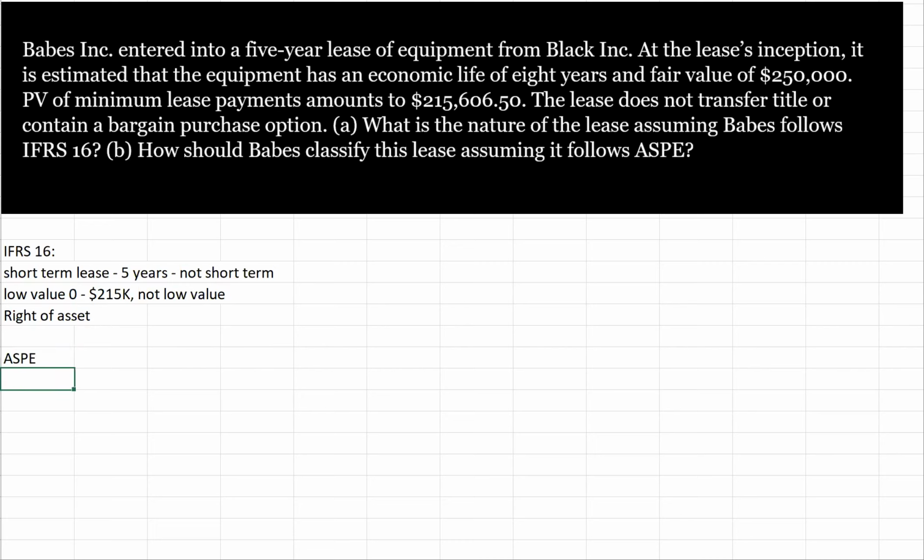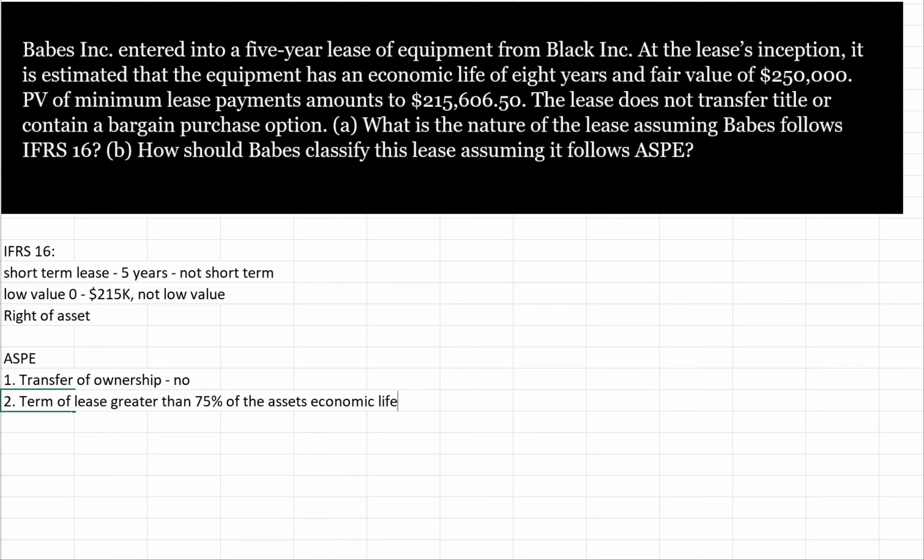So for ASPE, we need to go through the criteria, which is 1, transfer of ownership. So is there any reason to think that the title will transfer at the end of the lease? Well, it says the lease does not transfer title or contain a bargain purchase option, so no. The second one is economic value. Is the term of the lease greater than 75% of the asset's economic life?